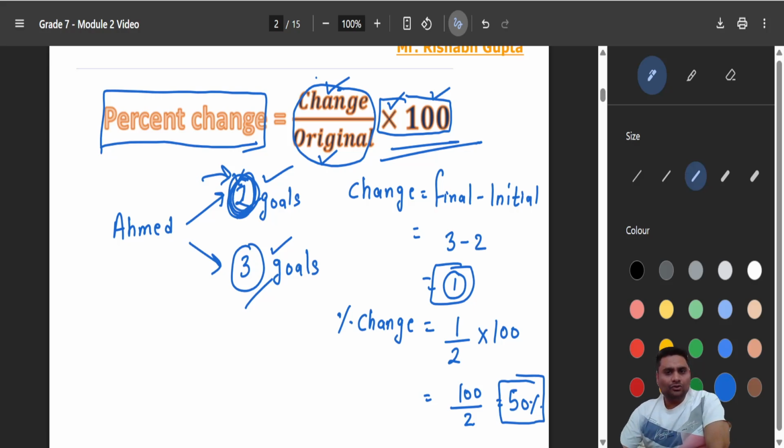So again, first you will find the change. How? Final minus the initial, or final minus actual, whatever is given. Then how will you find the percent change? You will put the change up.